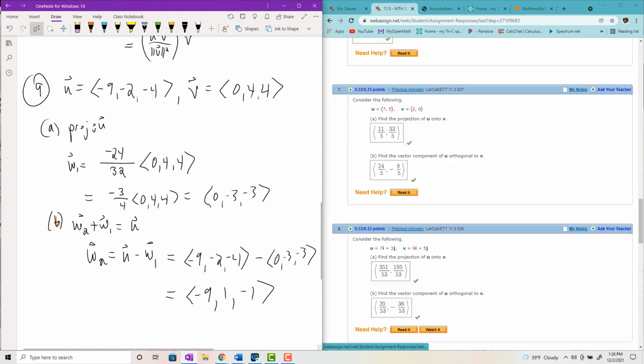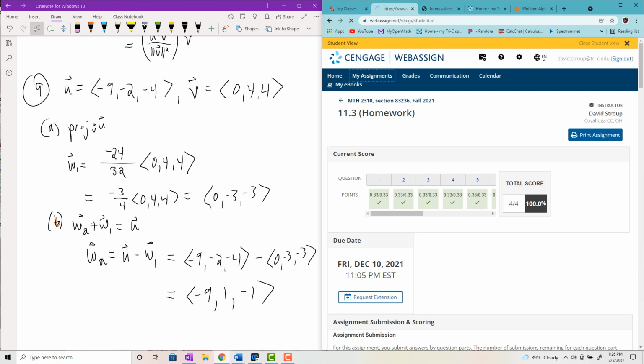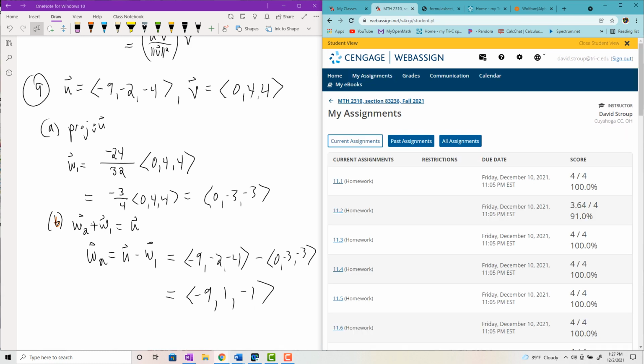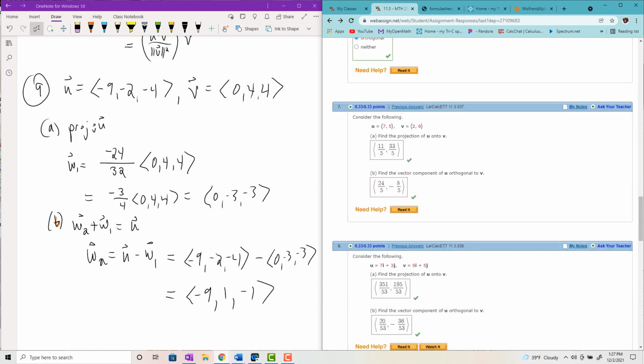Okay, so you gotta have that formula memorized. You have to be able to find the unit vector, the projections, and the orthogonal part of the projection. Okay, is that what they're calling it? What the heck do they call it? The vector component of u orthogonal to v. Okay, that's the other part of it. Sorry.